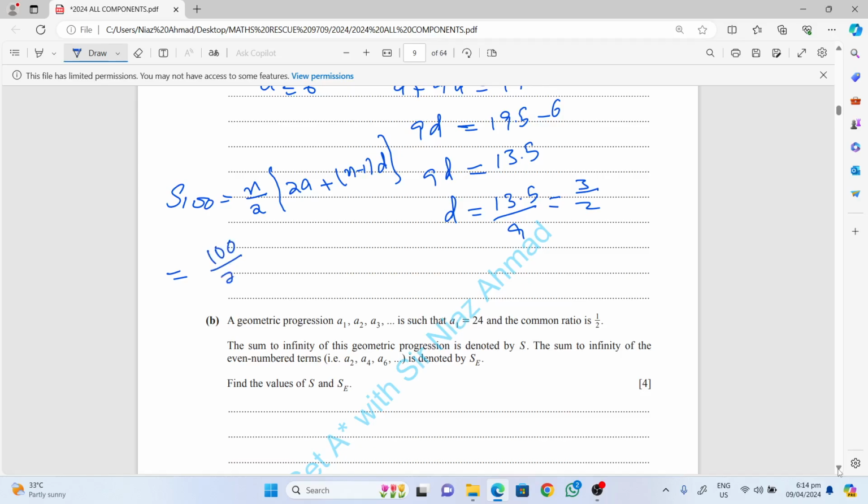This is 100 divided by 2, and 2a, 2 times a is 6, plus (n) 100 minus 1, that is 99, and into d. So your d is 3 by 2. Use your calculator and get the calculation. You will be getting your answer, that is 8025. So the sum of 100 terms is 8025.